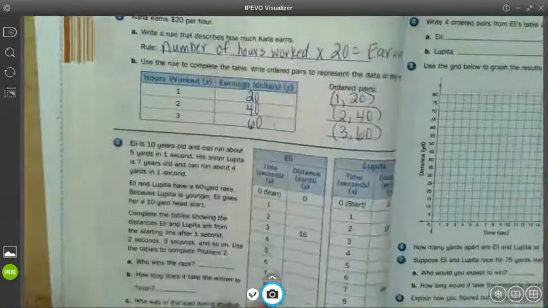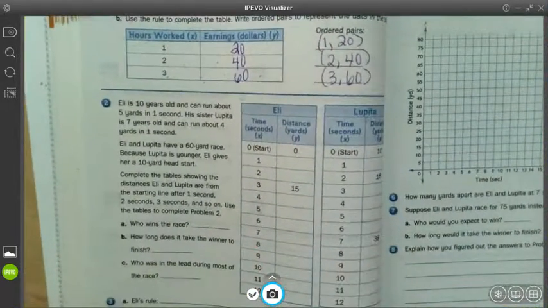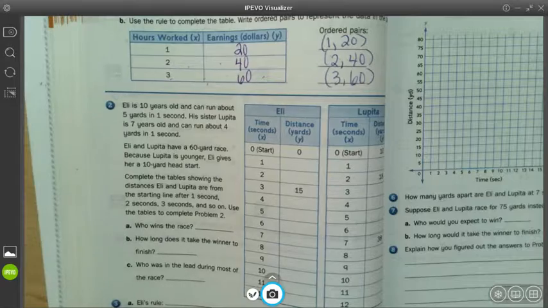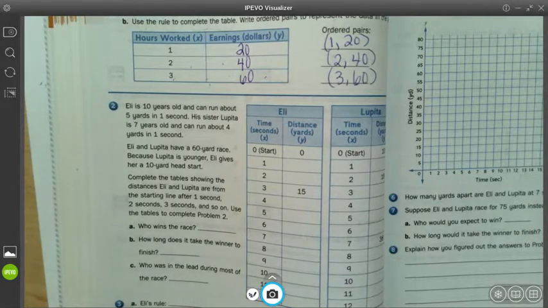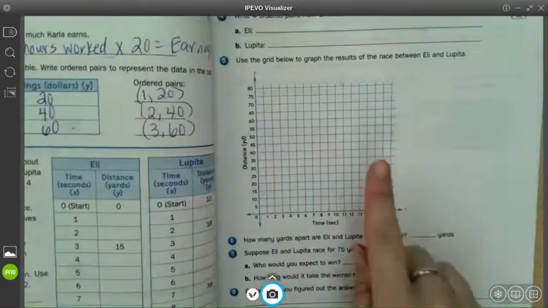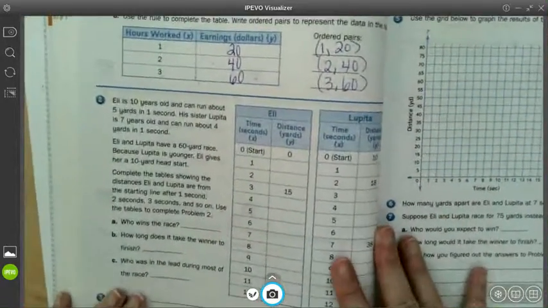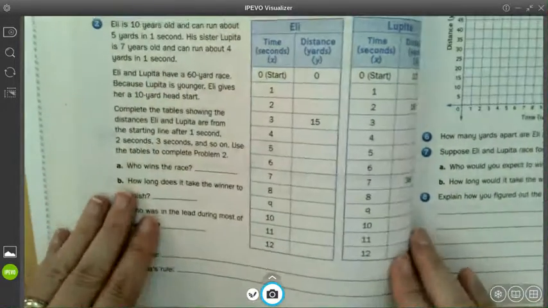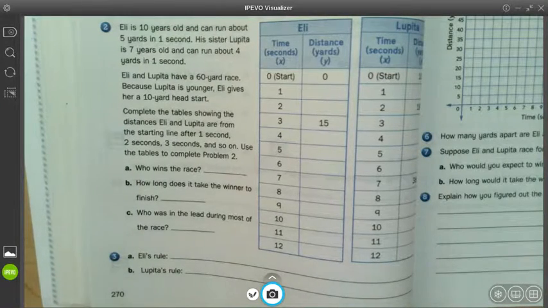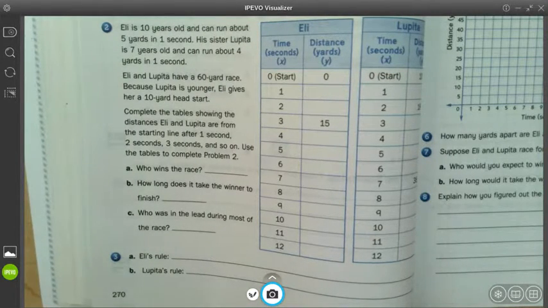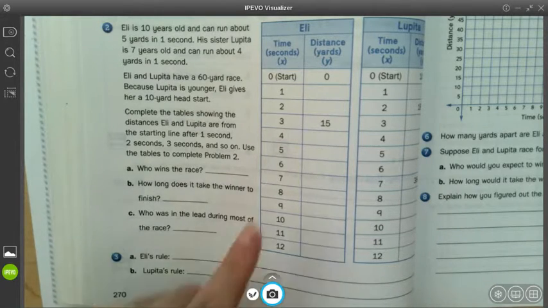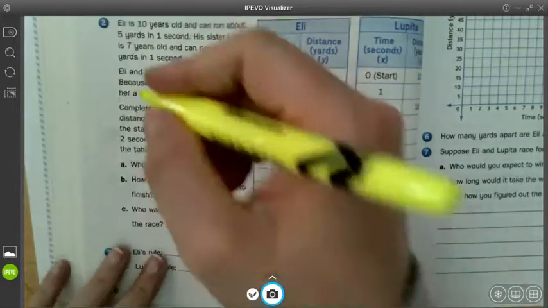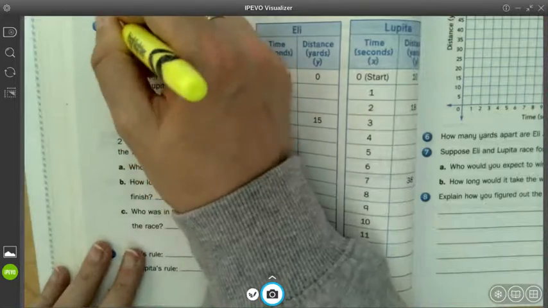All right, let's come back to page 270 now, and let's look at Eli and Lupita. And if you have 2 separate colored pencils or something, that might help kind of keep track of Eli and Lupita separately because we're going to graph some information that we get for them. So number 2 says, Eli is 10 years old and can run about 5 yards in 1 second. And so we have Eli over here. I can already pull out that important information that I'm going to have to use for this graph.